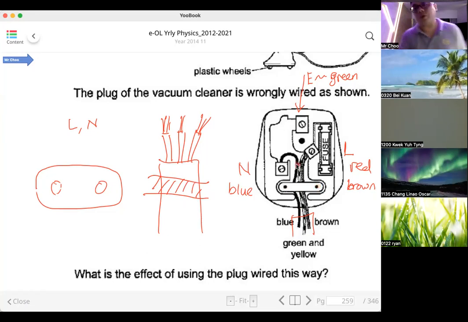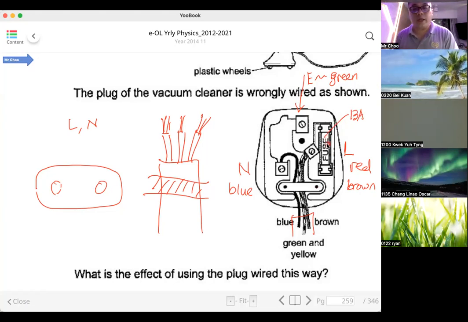Okay, then if you take out your 3-pin plug, you can look at the fuse rating. The common rating that you might see could be 13 ampere. What does 13 ampere mean? 13 ampere means if there's any current above 13 ampere, this fuse will break. The whole thing will not work.